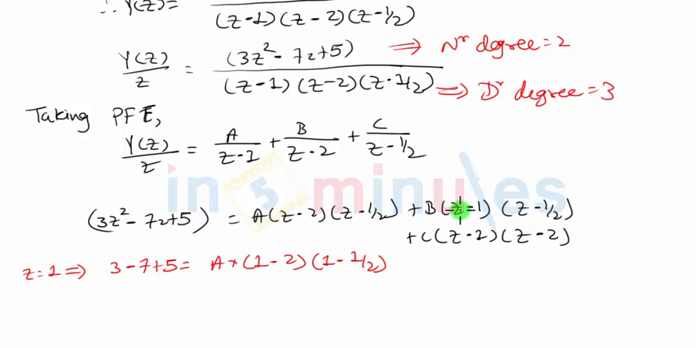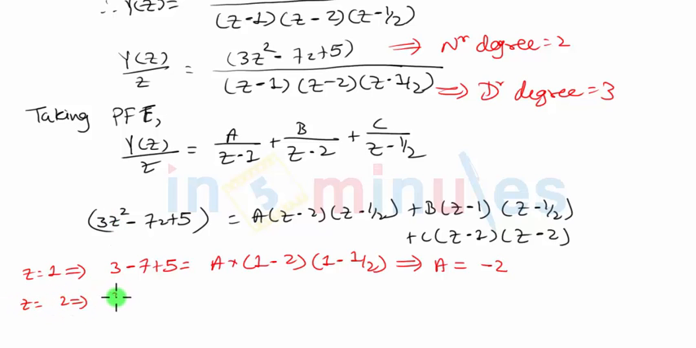The remaining terms, you can see 1 minus 1 will become 0. So this will give you the value of a. If you solve this, this is 8 minus 7, which is 1. And here you get 1 minus 2, which will be minus 1. And 1 minus half will be half. So that's minus half. What goes on the other side will be minus 2. So a becomes minus 2. Next, I'll put z equal to 2.